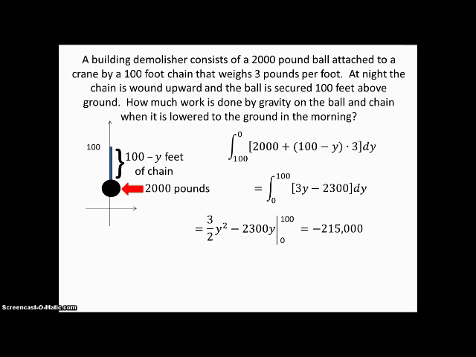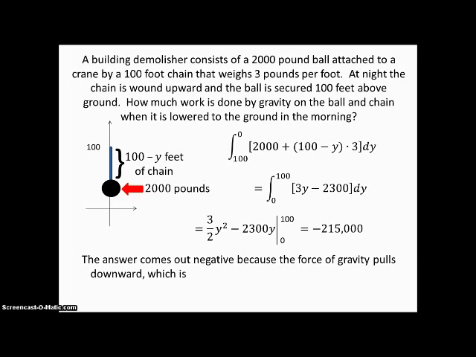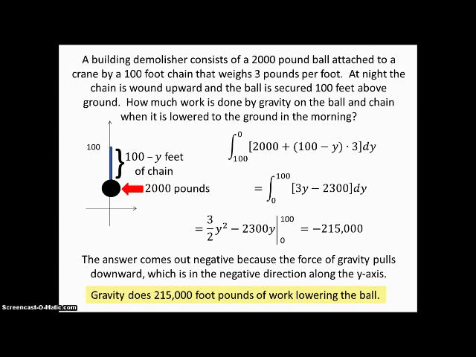Now, why is it coming out negative? Well, because gravity is working downward. The work is in the negative direction along the y-axis. So mathematically, it should come out negative. The answer comes out negative because the force of gravity pulls downward, which is in the negative direction along the y-axis. So when you answer it, you wouldn't put a negative in your English answer. You would say gravity does 215,000 foot-pounds of work lowering the ball.